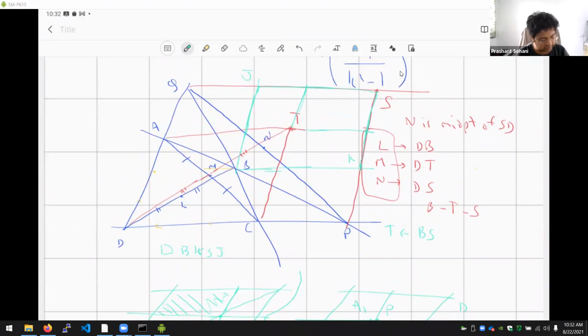So it is enough to show that these two areas are equal, this area and this area. Then I'm done. So where are these areas equal?